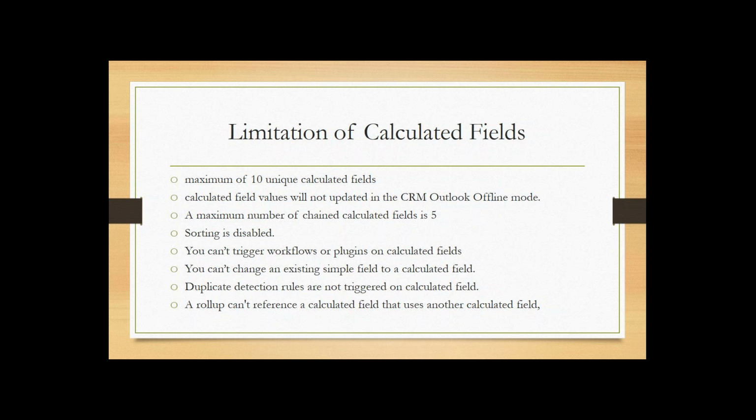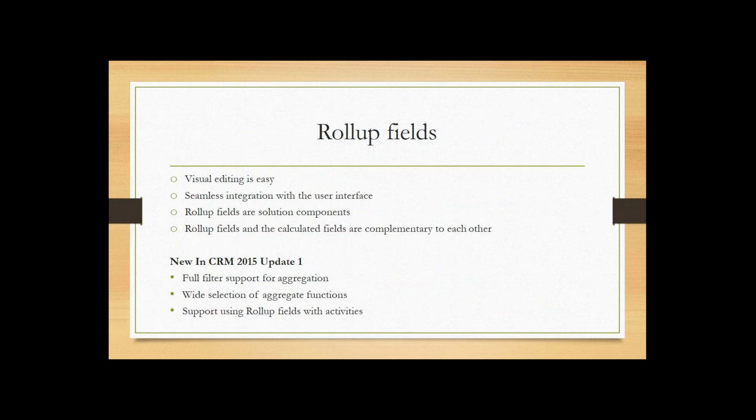Our next topic is rollup fields. So let's have a demo on rollup fields. A rollup field contains an aggregate value computed over the records related to a specific record, such as open opportunities of an account. Also, you will be able to aggregate data from activities directly related to a record, such as emails and appointments, and activities indirectly related to a record via the activity party entity.